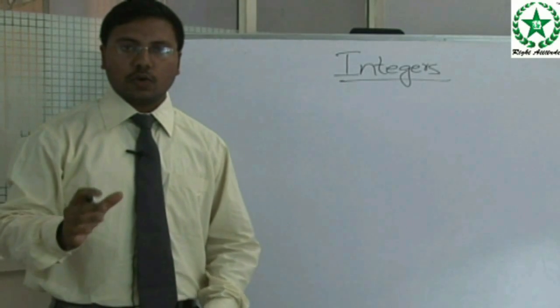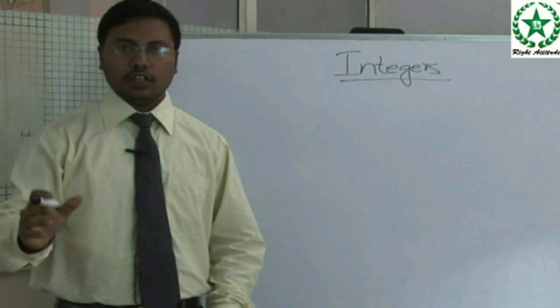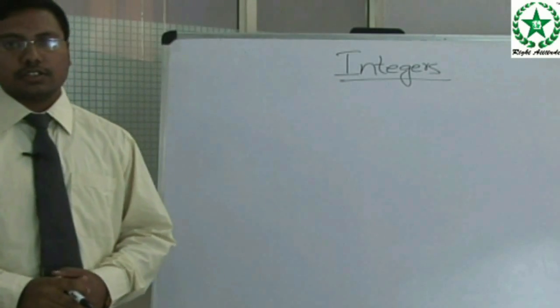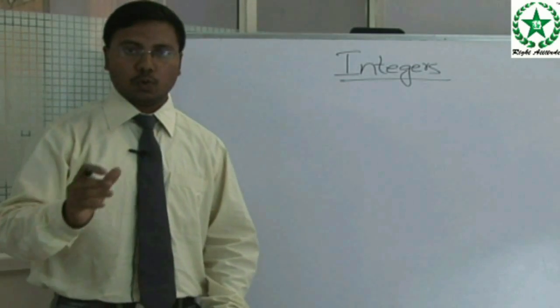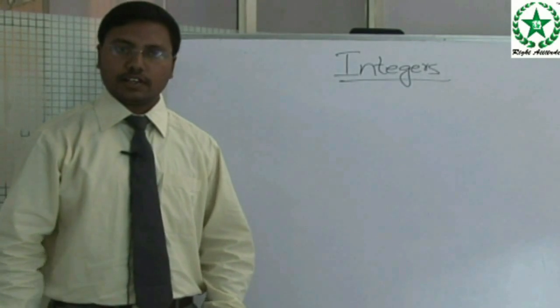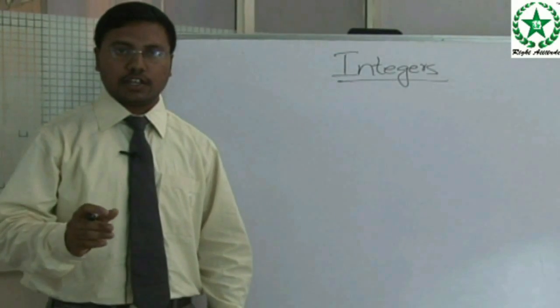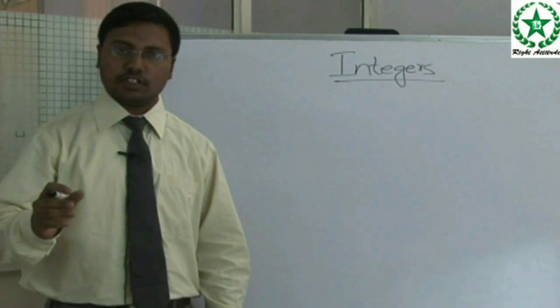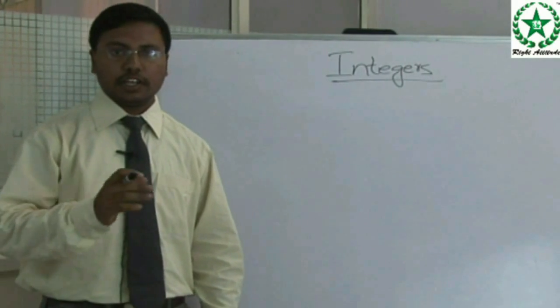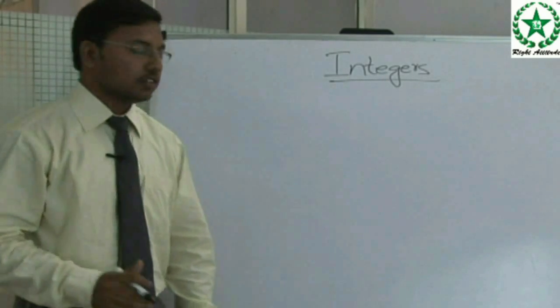Integers are a collection of whole numbers and negative numbers. What are whole numbers? Whole numbers are represented as 0, 1, 2 and so on. Whereas negative numbers are represented as -1, -2, -3 and so on. That is, we represent a negative sign before a positive number.